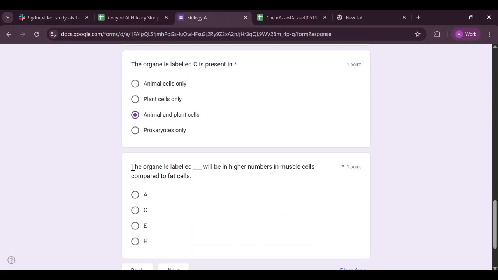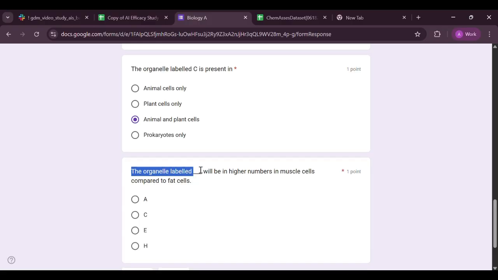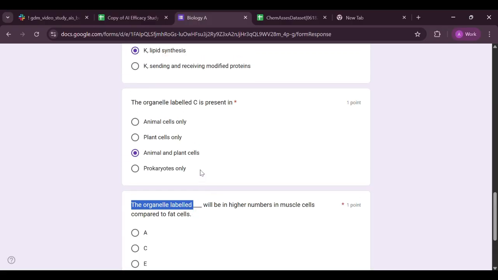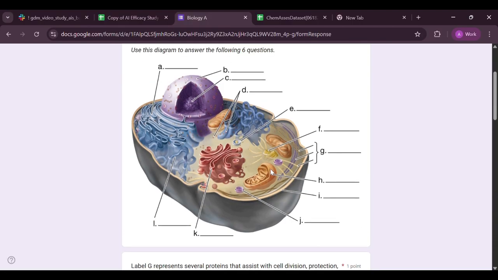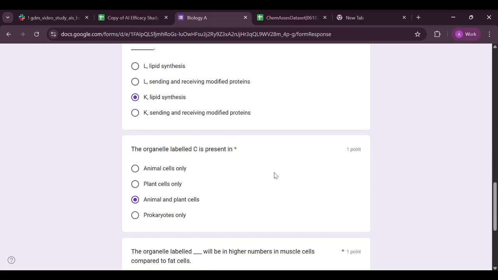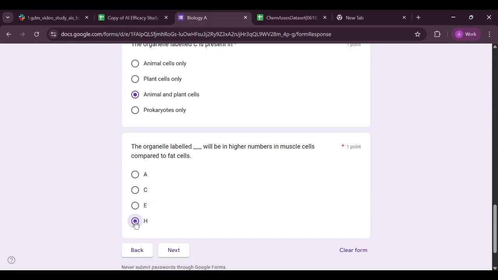And here, the organelle labeled will be in higher numbers in muscle cells compared to fat cells. As we can recall from part A, the pre-test, it was a structure like this, which is none other than the mitochondrion. Mitochondria, so it is H. Is the option H? Yeah, there it is. So moving ahead.